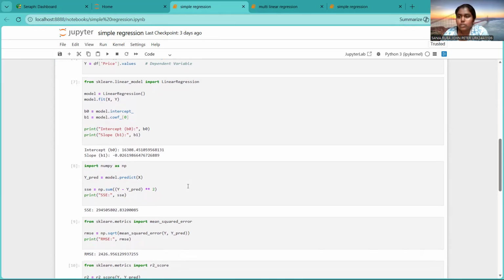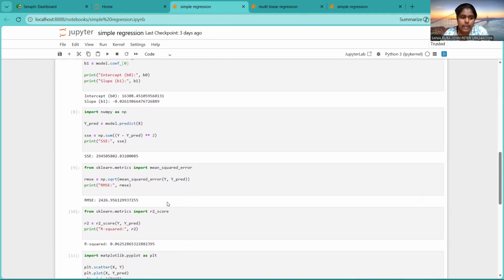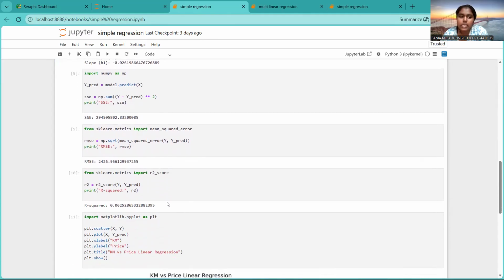The formula is the summation of (y minus y predicted) whole squared. It measures the total prediction error. So here it is, SSE. Next is RMSE. The RMSE is the square root of SSE divided by the number of observations. It tells us the average prediction error. A lower RMSE means a better fit.